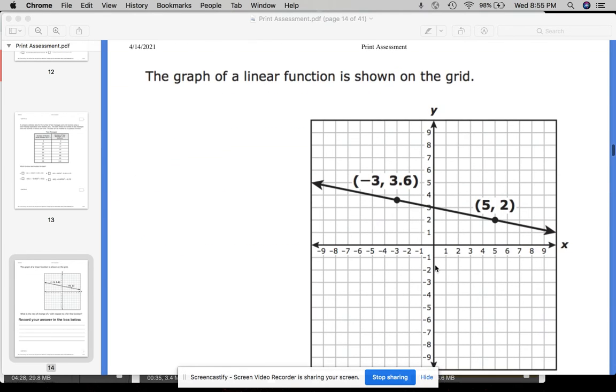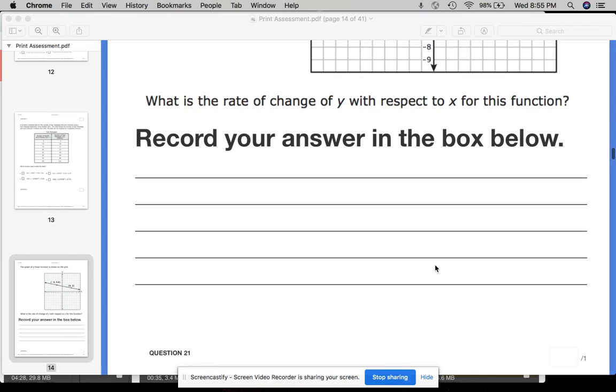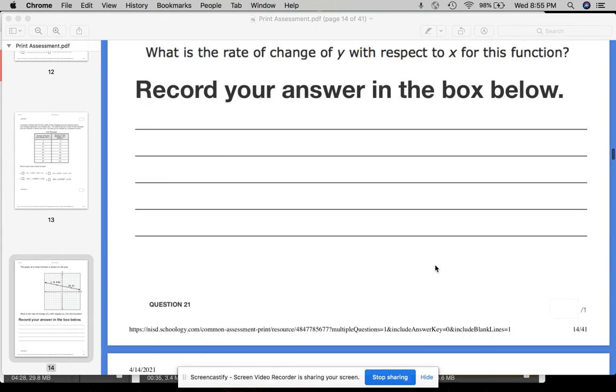Question 20. The graph of a linear function is shown on the grid. The points are (negative 3, 3.6) and (5.2). What is the rate of change of y with respect to x for this function? Record your answer in the box below.